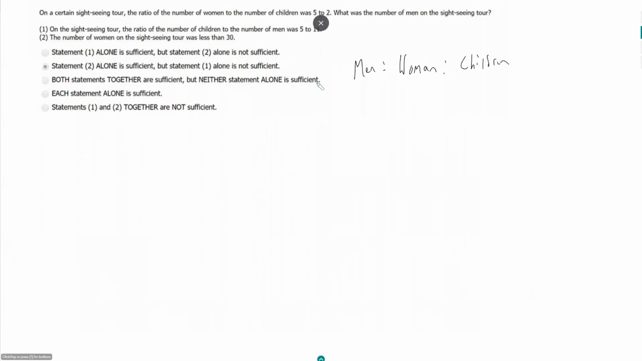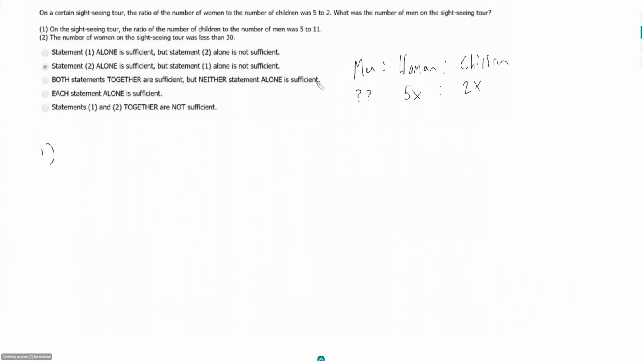So from the prompt, I know my women to my children is 5:2. And so I can say I have 5x women in my tour group, and I have 2x children in my tour group. And I don't know anything about my men, other than that's what I'm looking for.